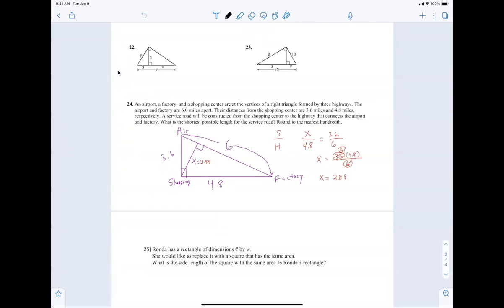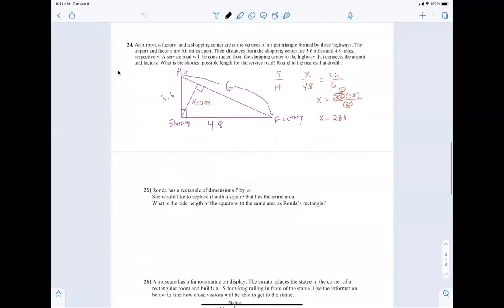Okay, so now, go ahead and tell me which ones we're having trouble with. Can you do number 25? Okay, let's look at 25.